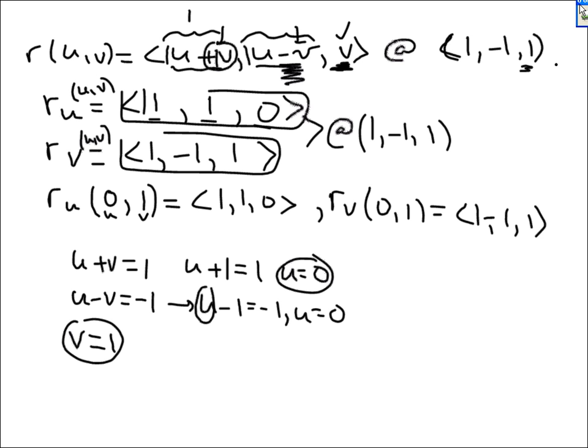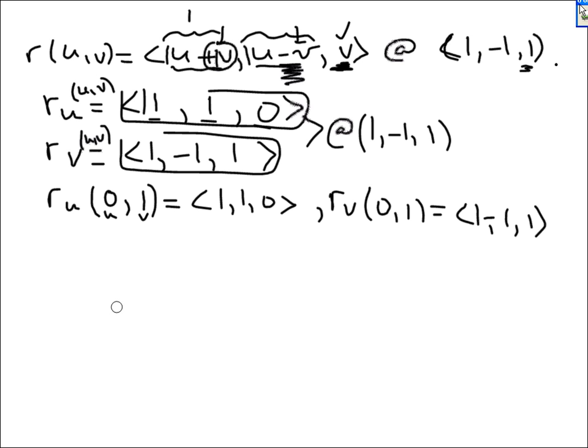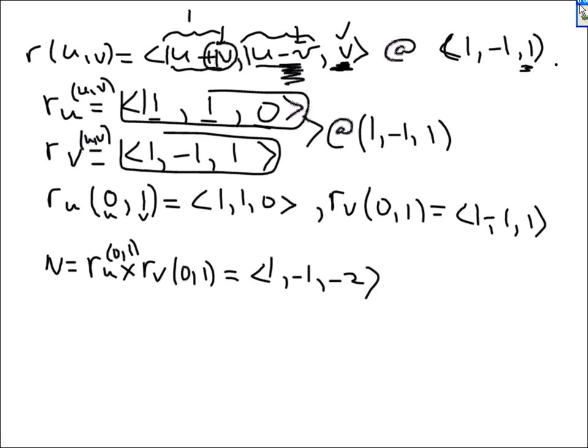Now what you need to do is find the normal plane. You need to take the cross product. N would equal r_u cross r_v, actually, r_u of 0, 1 cross r_v at 0, 1. And if you work this out, just compute the determinant. You will get 1, negative 1, negative 2.